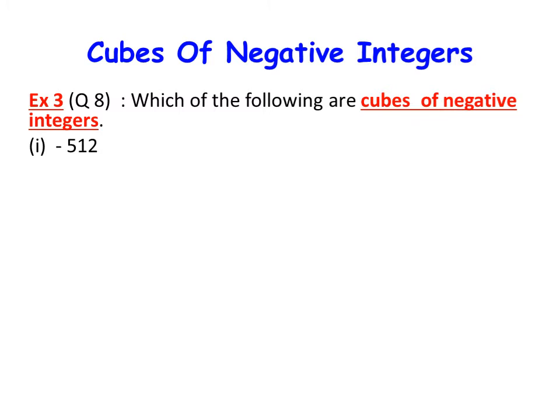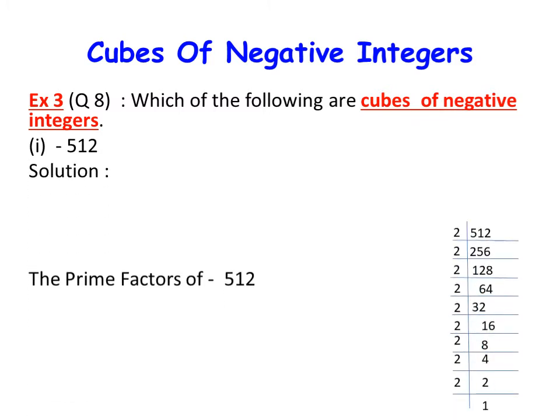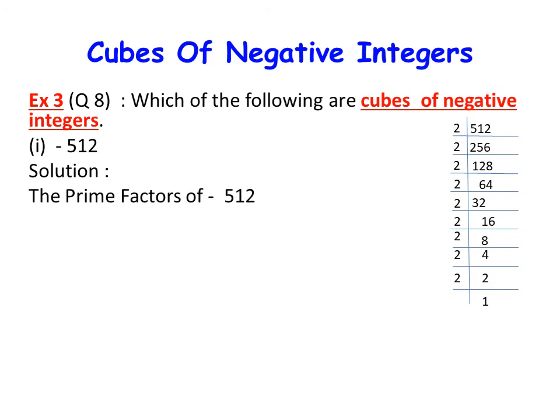In simple words, you have to check whether minus 512 is a perfect cube or not. So following the same steps, first of all we'll find the prime factors of minus 512. Test of divisibility will help you. Using tests of divisibility, I have made the prime factorizations of 512.